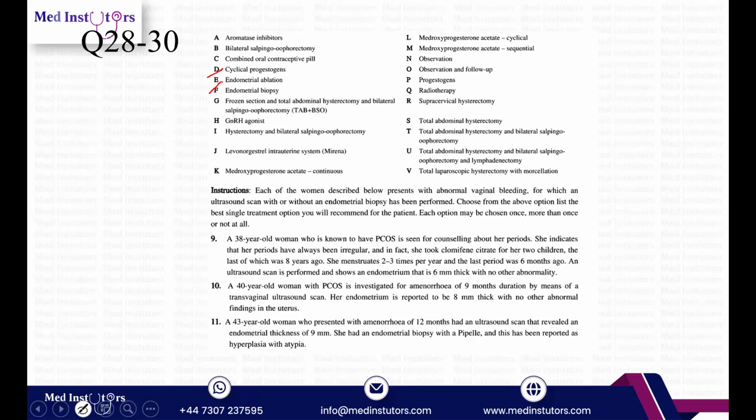A 43-year-old woman who presented with amenorrhea of 12 months had an ultrasound scan that revealed an endometrial thickness of 9 millimeters. She had an endometrial biopsy with a Pipelle, and this has been reported as hyperplasia with atypia. What would you do?